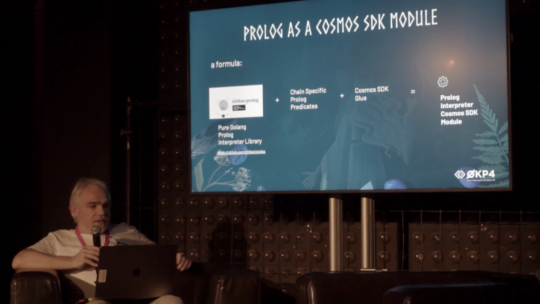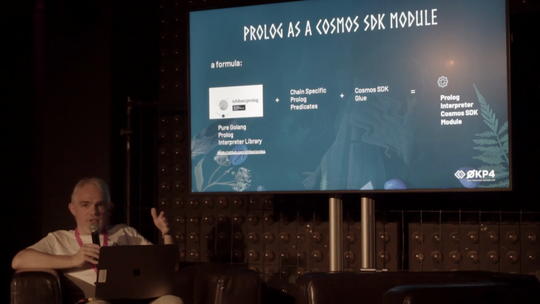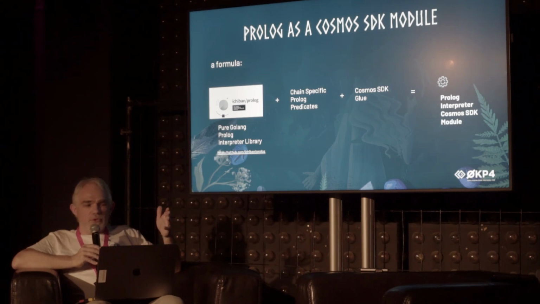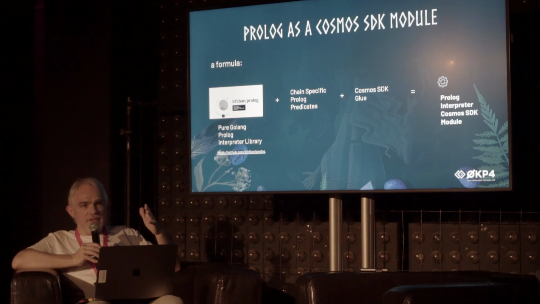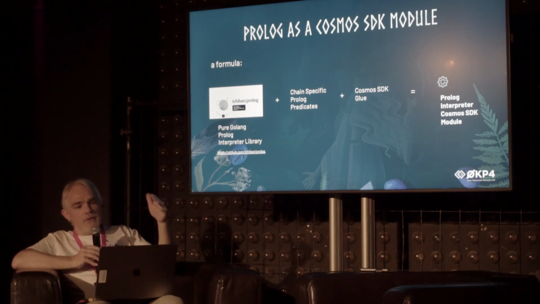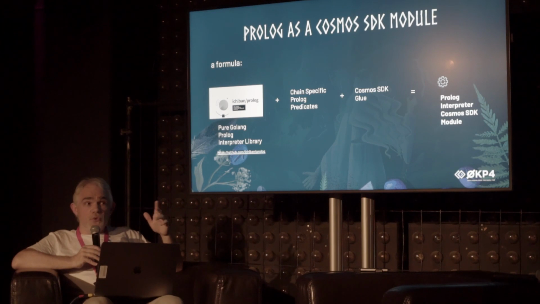Okay, so let's go to the implementation side now. We present here Prolog as a Cosmos module. How do we do that? We took Ichiban Prolog, which is an open source Prolog interpreter, and the Prolog library, which is released under an open source license. Then we dock the interpreter using chain-specific Prolog predicates. This is very important because we want the interpreter to be able to communicate with the outside environment, the different modules of the chain or the smart contracts. So we want to interact with the bank module, and we are able to do that with a chain-specific predicate. Then we put some Lua and get the Prolog interpreter ready to use.